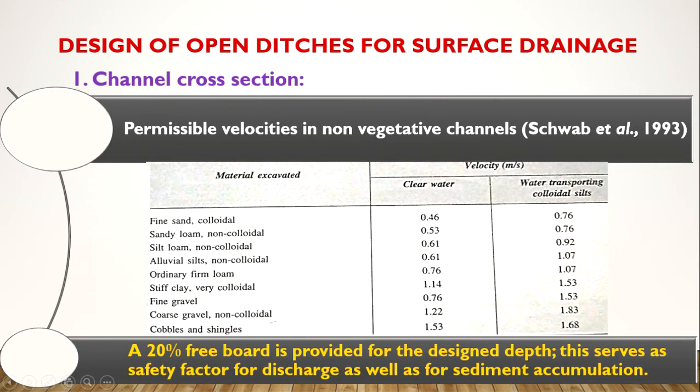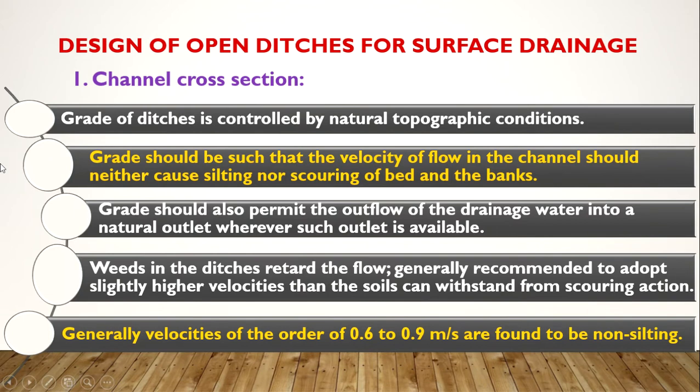So this is about the permissible velocities in non-vegetative channels. When vegetation is there, normally what happens is that these open ditches are not used throughout the year. Excess water occurs in certain seasons, certain months, because of rain, over irrigation, etc. In such cases only these open ditches are used. They are not used throughout the year. So when not in use, what will happen to the ditches? Weeds will start growing inside these ditches.